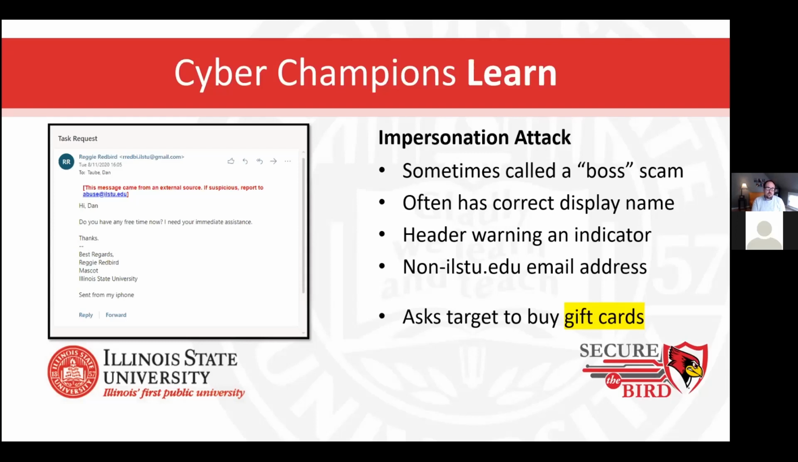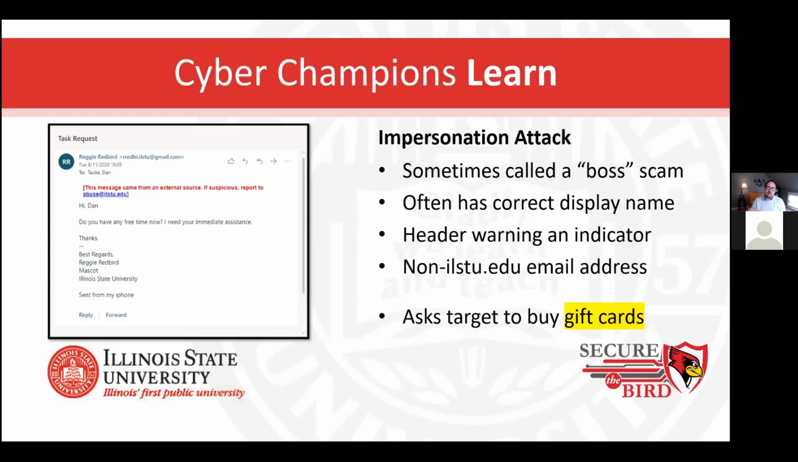But there's a couple indicators to look for, and that's first the header warning, which in my image here you can see, and you've probably seen it plenty on the messages you get. That is a banner we add when a message comes from outside of our email system. So anytime that happens, it's at least a starting indicator that it's not a legitimate email. The second is the email address itself. So you can see the display name says Reggie Redbird. This is one I just put together to demonstrate this. And then you see the email address.